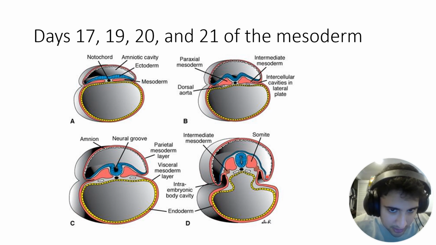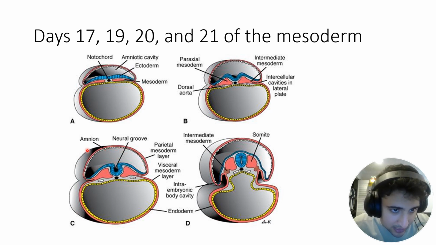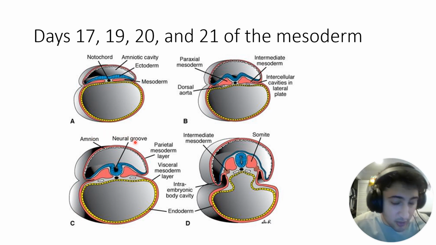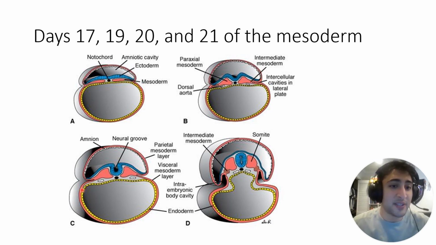You have parietal mesoderm here. This is all parietal mesoderm. So you have your paraxial and your parietal. How are they different? Because the parietal came from the lateral plate mesoderm. This is the paraxial. This is the lateral. The part that goes up and associates with the amniotic cavity is the parietal mesoderm layer. The part that goes down and associates with the yolk sac and the endoderm is the visceral mesoderm layer.